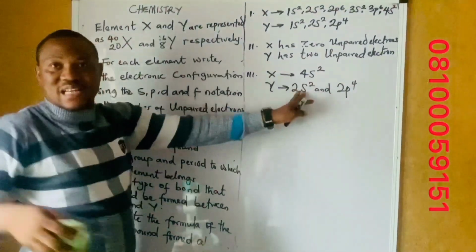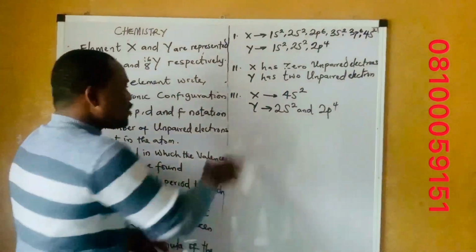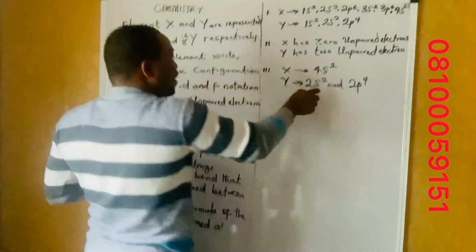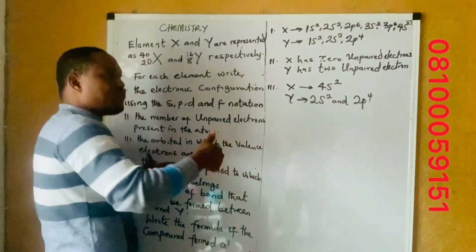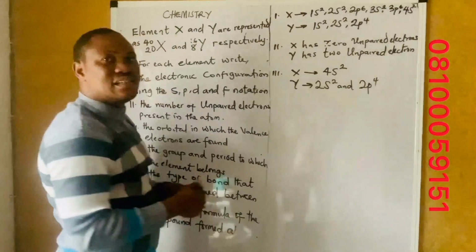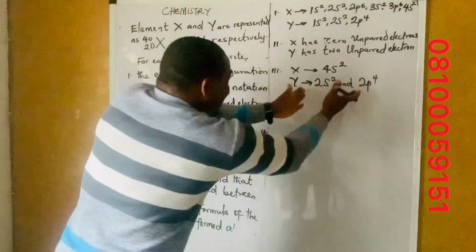I hope you understand this. So, very, very important: the orbital in which the valence electron will be found for Y will be this and this, because the electronic configuration using the shell is 2, 6. So we have 6 in the outermost shell, and I will explain why this is important here.